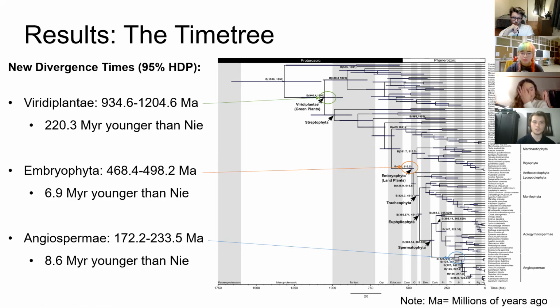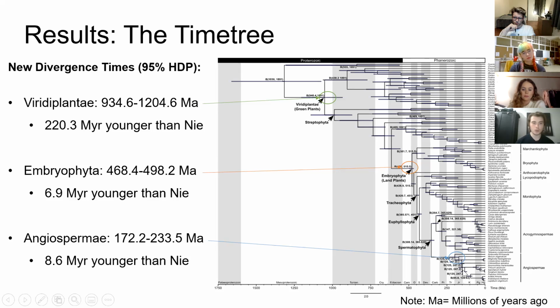So 934.6 to 1204.6 million years ago. That dates the origin of green plants to around 1 billion years ago, which is really quite scary. And then Embryophyta, which is land plants. We're looking at a large gap between the origin of green plants themselves and when they transitioned onto land, which occurred between 468.4 and 498.2 million years ago.